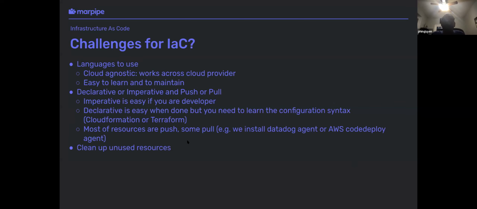Okay. There are some challenges for infrastructure code. The languages to use: most organizations want to be cloud agnostic, so it should work across public cloud providers like Azure or AWS. It should also be easy to learn and maintain, so that when you're on vacation, somebody else can just manage it. And as I talked about earlier, declarative versus imperative, push or pull, you have to decide which model is best for your organization.